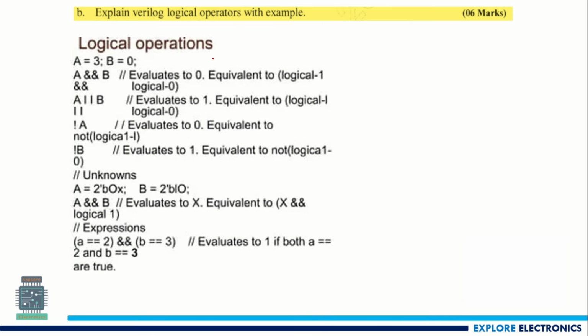Explain Verilog logical operators with example. Logical operators are and, or, not, like this. So with example means you need to take any values like this and evaluate this, and you need to tell the result what it gives. So these are logical operations.